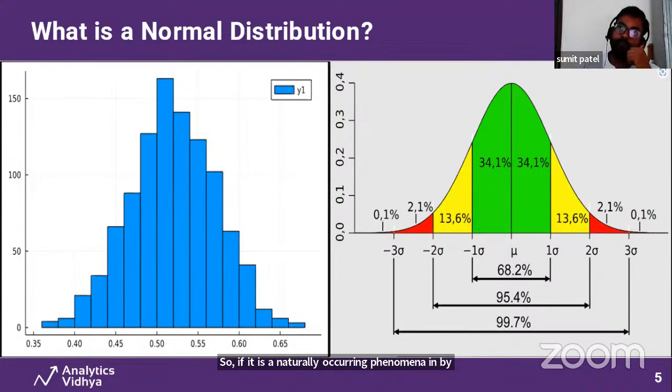For example, if I ask you, out of all the babies born around the world, if I create a distribution chart of the weight of a baby when it is born, will it follow a normal distribution or not?